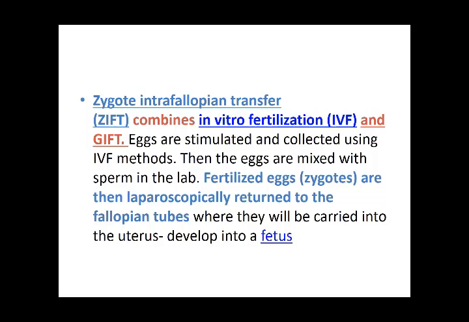That means both processes are involved. Eggs are stimulated and collected in one method, and mixed with sperm in the lab. Fertilized eggs are then laparoscopically returned to the fallopian tube. So in this, the zygotes are put back. They are carried by the uterus, developing into a fetus.